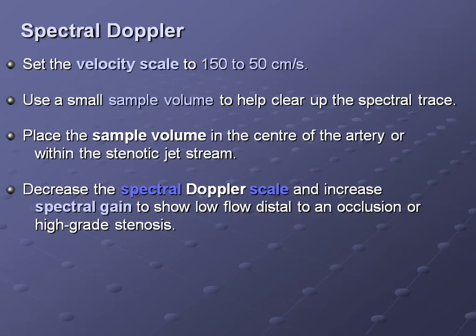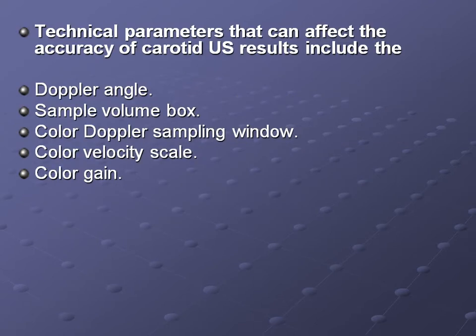Decrease the spectral Doppler scale and increase the spectral gain to show low flow distal to an occlusion or a high-grade stenosis. The technical parameters that can affect the accuracy of the carotid ultrasound results include the Doppler angle, the sample volume box, the color Doppler sampling window, the color velocity scale, and the color gain. Okay. So you should make sure the color gain is good, no aliasing throughout the entire artery.